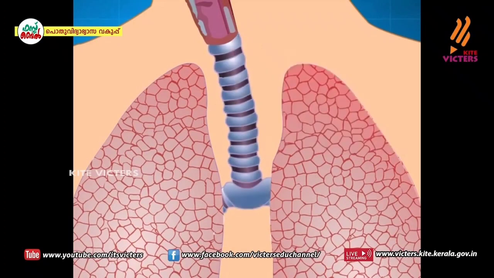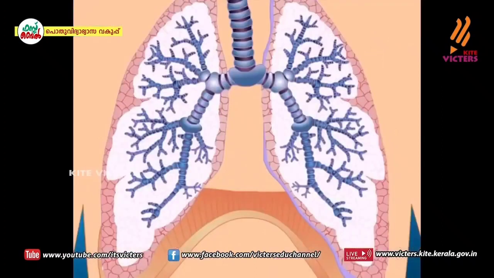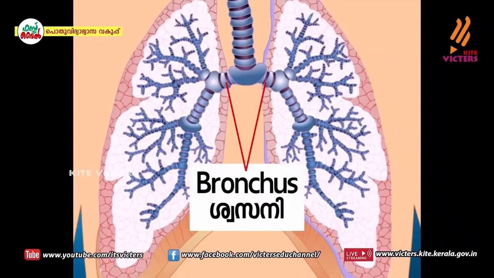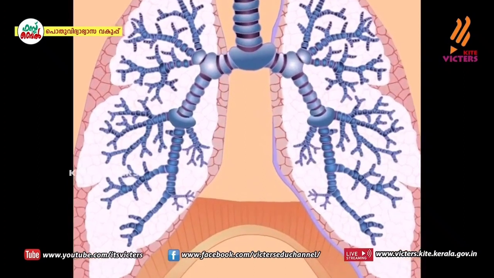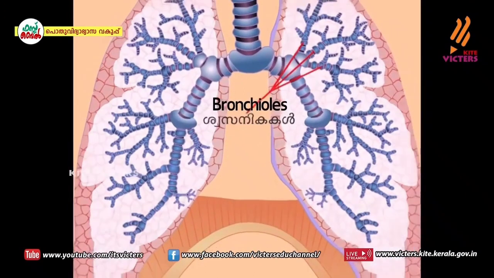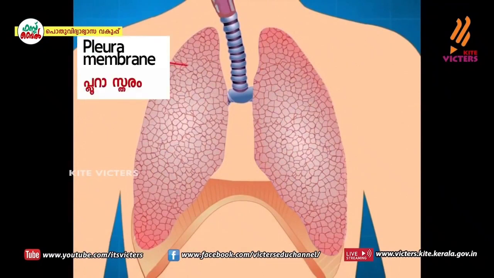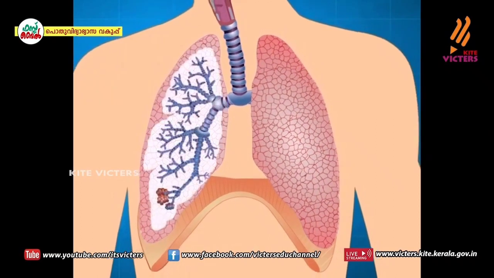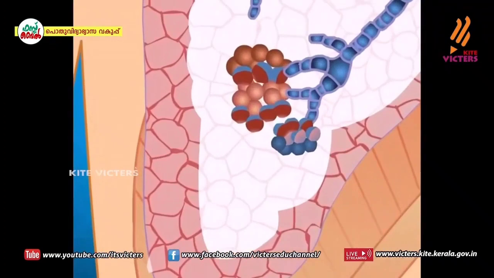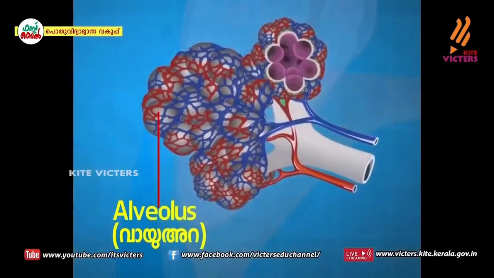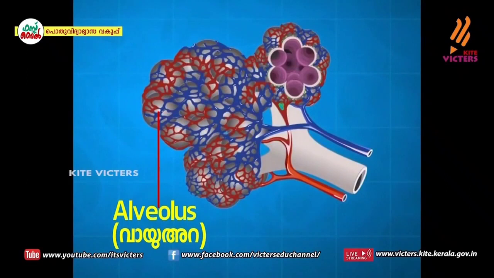Then this is the C-shaped cartilage of the trachea. It keeps the same shape; the shape remains sustained because of the C shape. And this is the bronchus. The trachea is divided into two parts, the bronchi, and the bronchus divides into bronchioles inside the lungs. And this is the pleura membrane. It helps to avoid friction. And this is the alveolus, grape-shaped. The diffusion of gas to blood happens here.